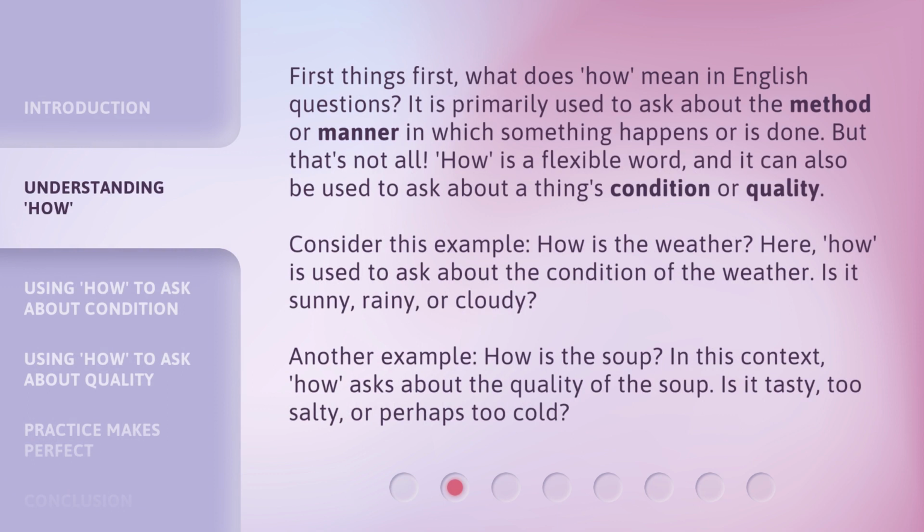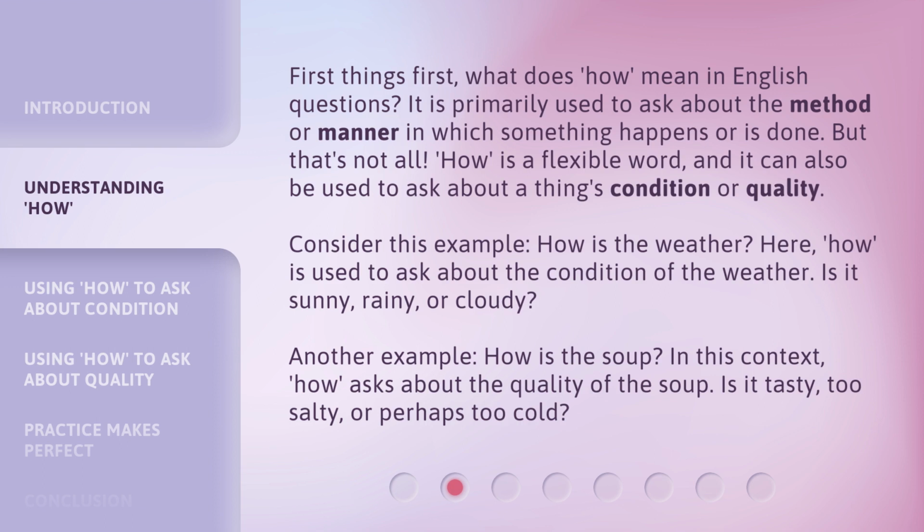First things first, what does how mean in English questions? It is primarily used to ask about the method or manner in which something happens or is done. But that's not all. How is a flexible word, and it can also be used to ask about a thing's condition or quality. Consider this example.